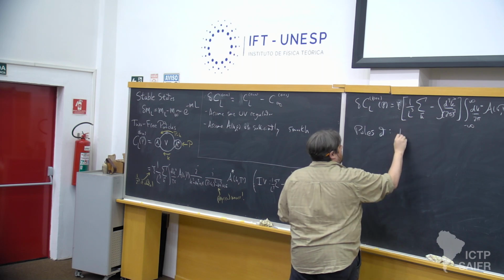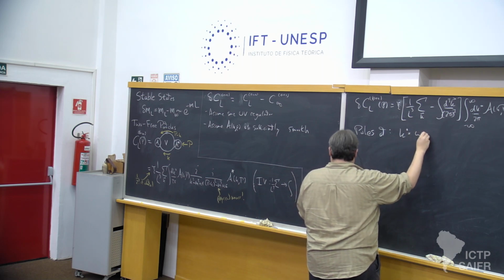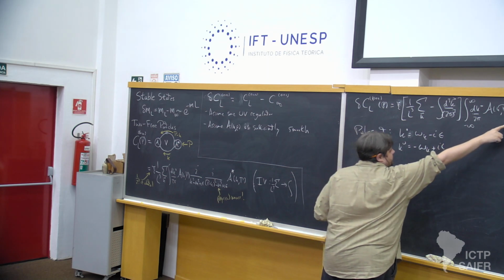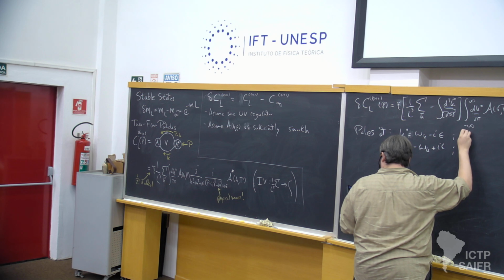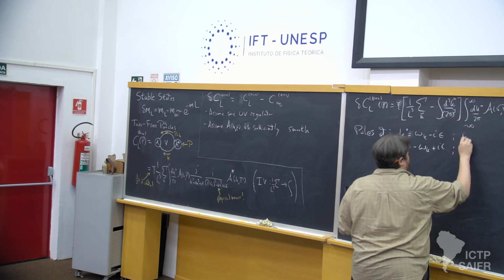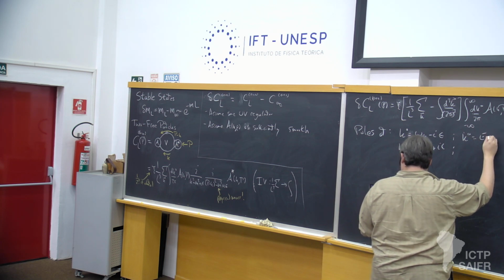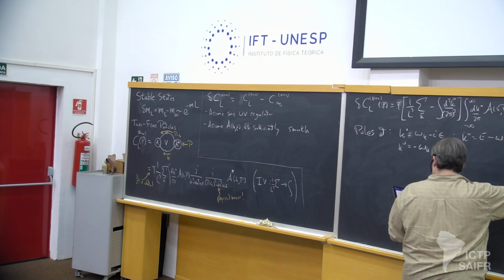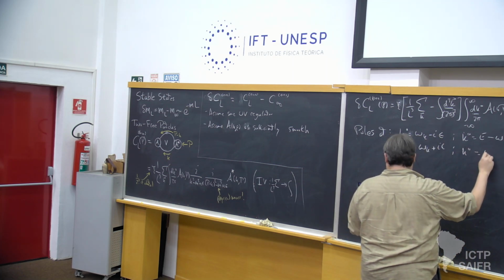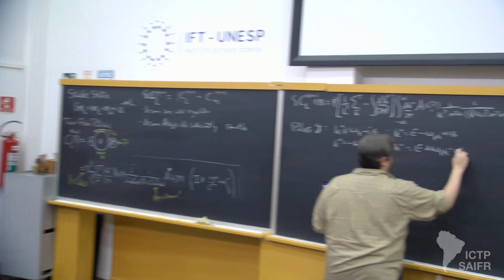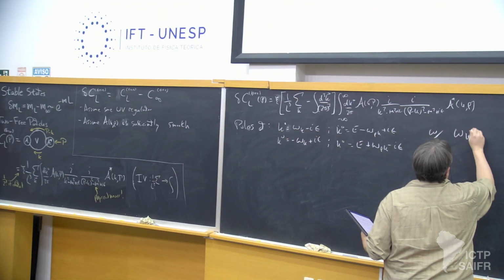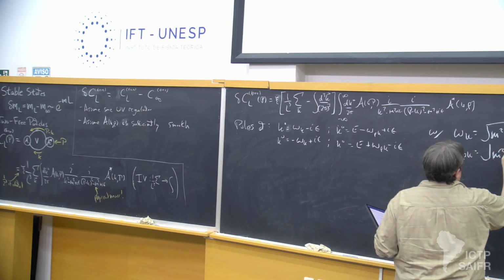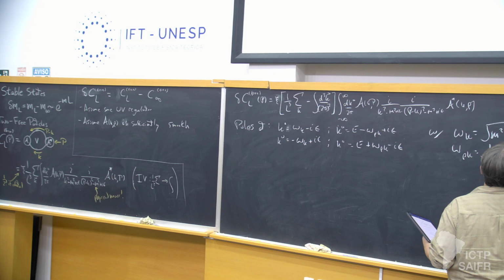So the poles are at K0 equals omega K minus I epsilon, K0 equals minus omega K plus I epsilon. These two come from the first term. And then I have, which I'll write as K0 equals E minus omega pk plus I epsilon, and K0 equals E plus omega pk minus I epsilon, where omega k is the square root of m squared plus the magnitude of the momentum squared for k, and omega pk equals the square root of m squared plus the magnitude of the momentum p minus k squared.